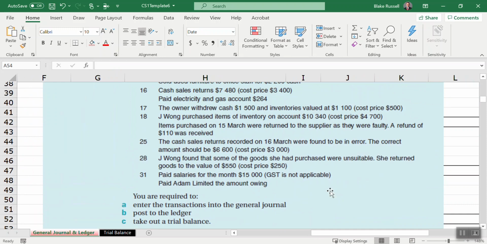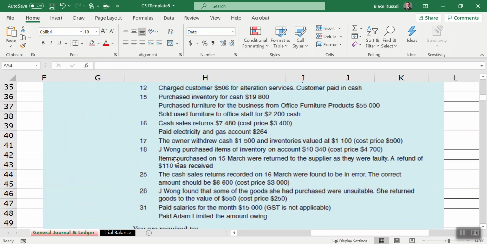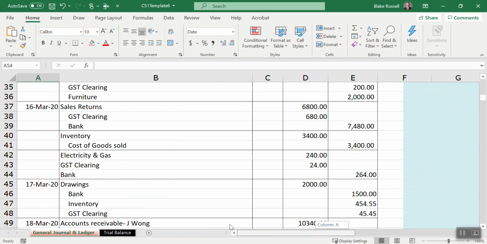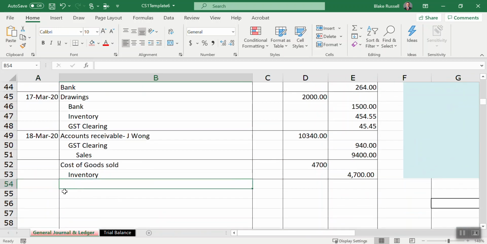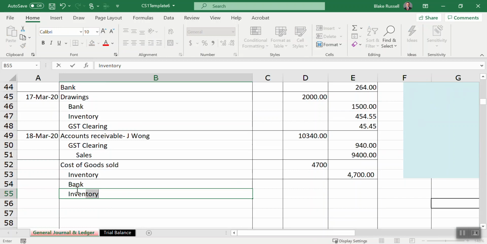Next up, I'll do the last one on the 18th. I'm going to let you do these ones, and I've got my answer up. I'll copy and paste my answer in there. Items purchased on the 15th were returned to suppliers because they're faulty, so we're going to give back a refund of $110 from the 15th. When we reverse inventory, our bank account's going to increase, and our inventory is going to decrease because we no longer have it.